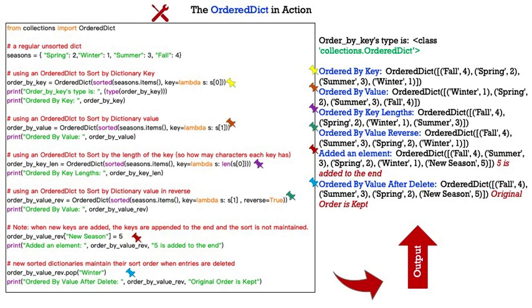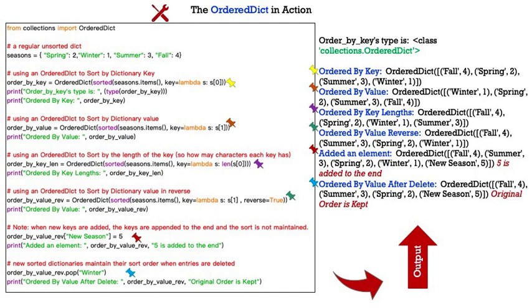Again, from collections, import OrderedDict. We're going to start with a regular unsorted dictionary. We call it seasons. The first thing we're going to try to do is use an OrderedDict to sort by dictionary key. So we have ordered_by_key = OrderedDict(sorted(seasons.items(), key=lambda s: s[0])). And when we use the 0 on an iterator for a dictionary, we know that that will mean the key, because usually the key comes first.